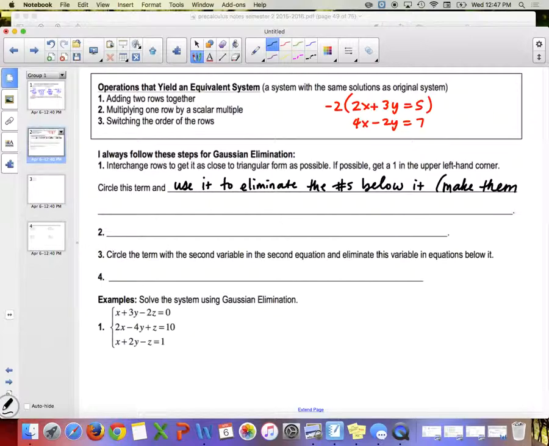In other words, I'm making them 0 by, I'll just say, by elimination. And this will make more sense in a second.